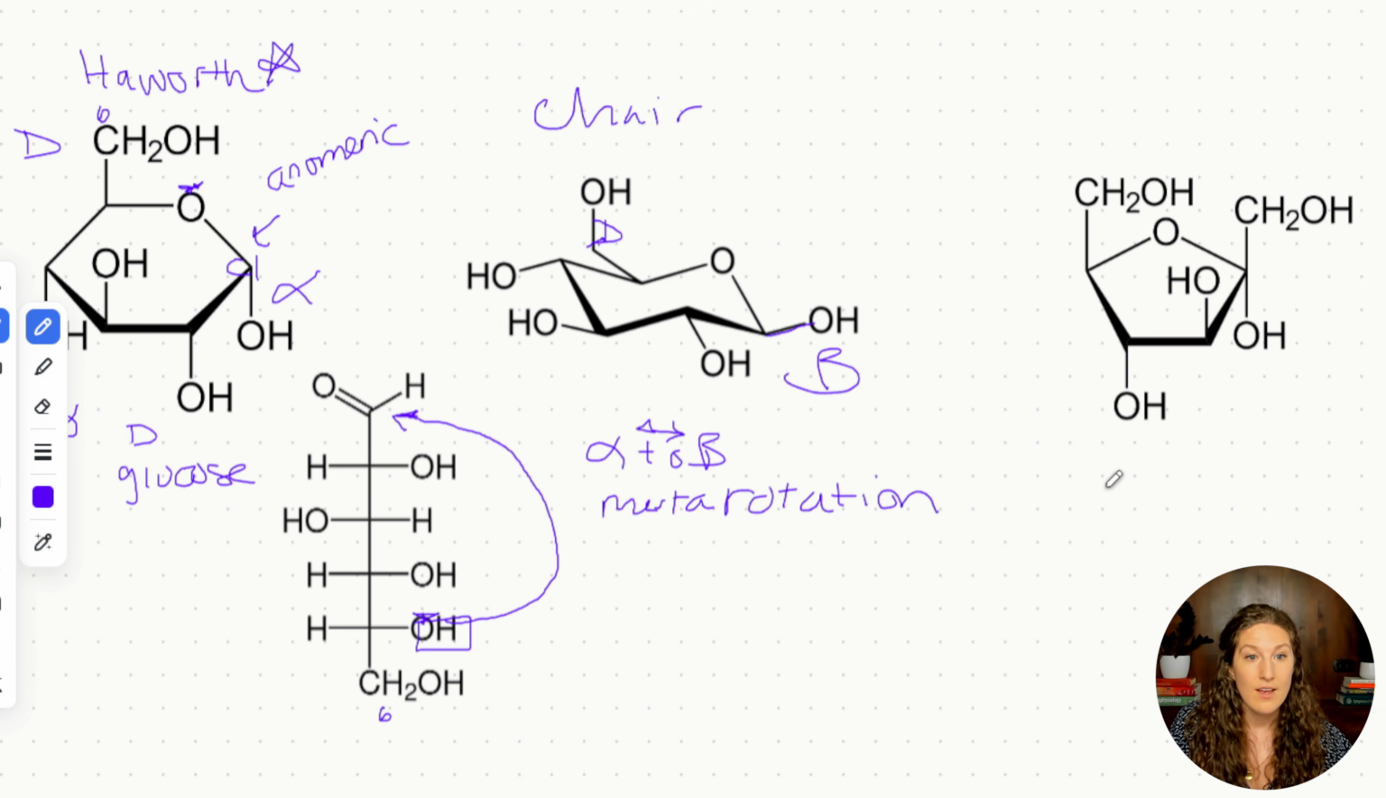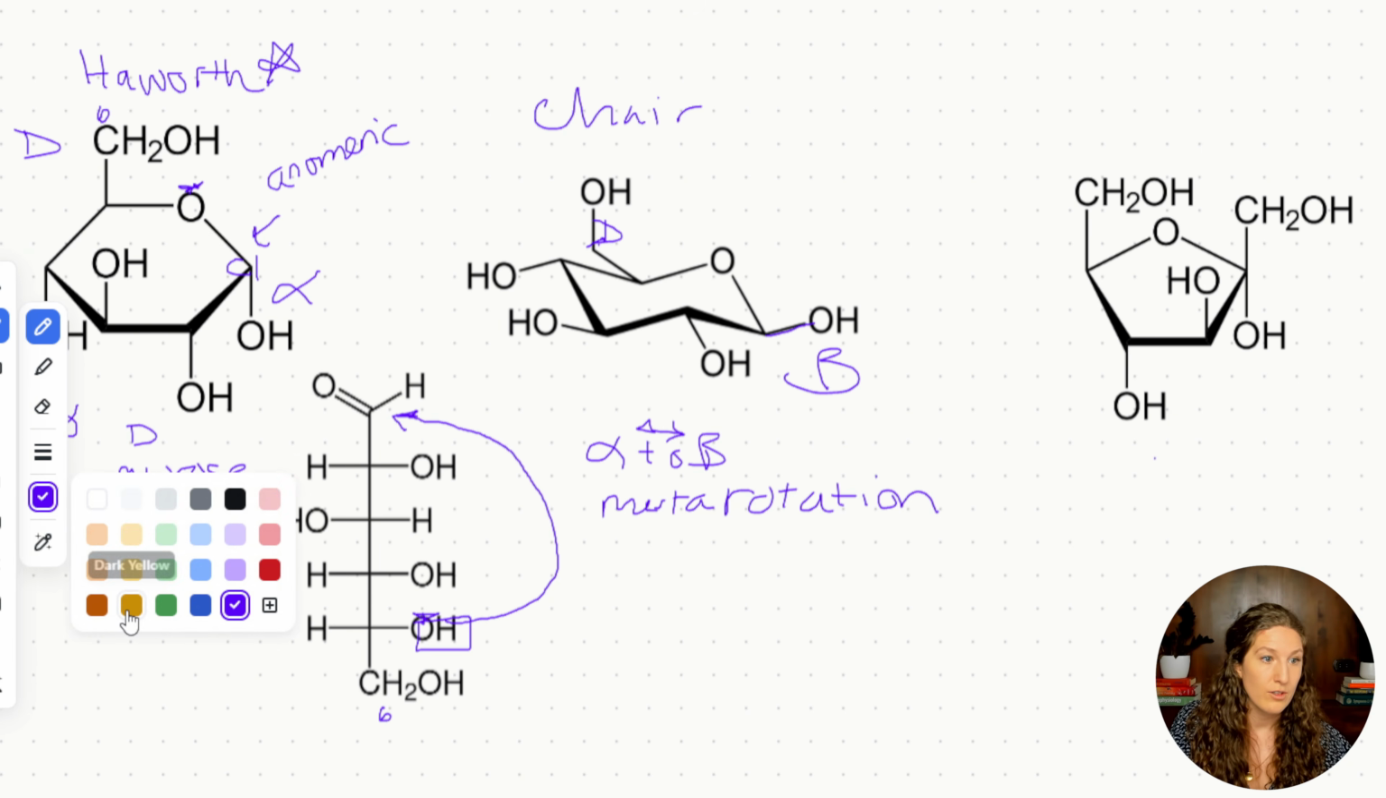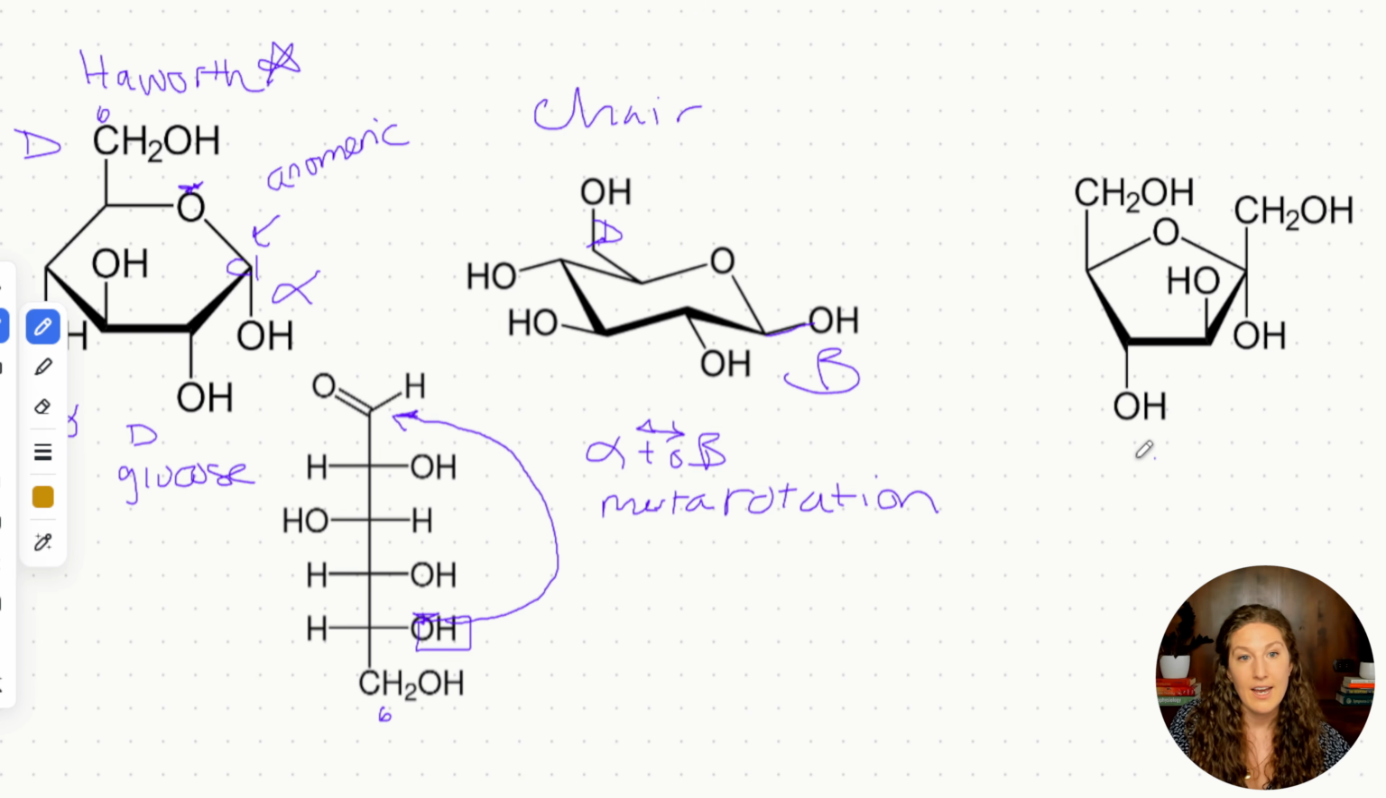This guy is fructose. Fructose, again, is the odd man out because instead of attacking carbon 1 up here in the aldose, it's going to attack carbon 2 where the ketone is. So this is fructose, and it is D because carbon 6 is facing up, and it is alpha because the OH is facing down. So we still follow the same rules even though it looks slightly different. So this is alpha D fructose here.